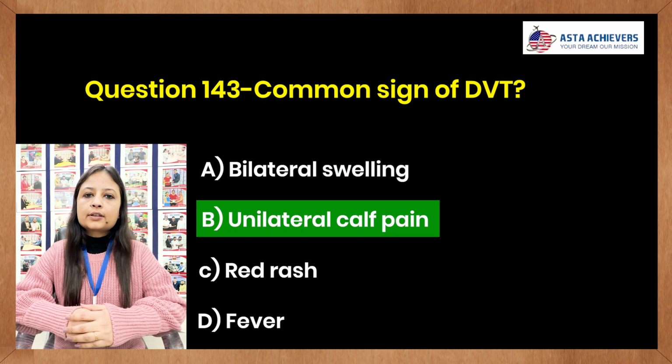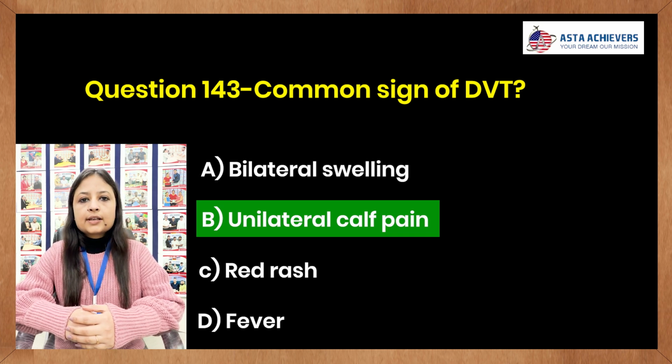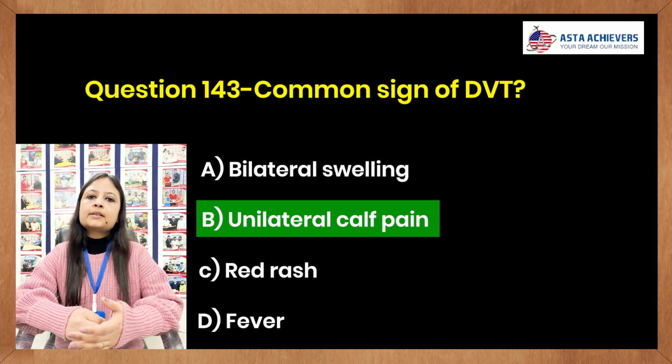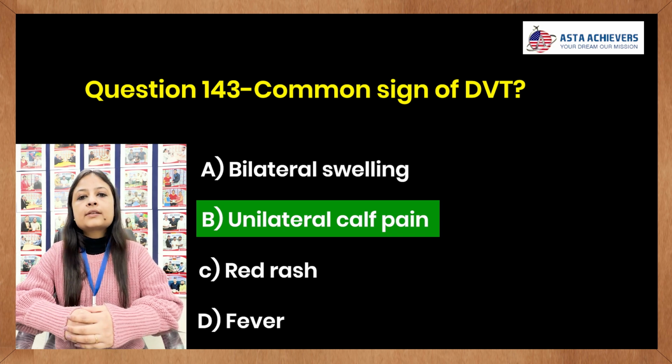Question number 143. Common signs of DVT. Option A, bilateral swelling. Option B, unilateral calf pain. Option C, rash. And option D, fever. So option B, unilateral calf pain is correct answer, because DVT usually present with unilateral swelling and pain.